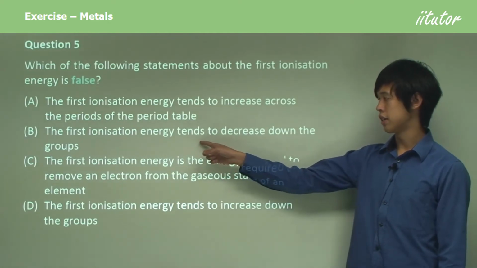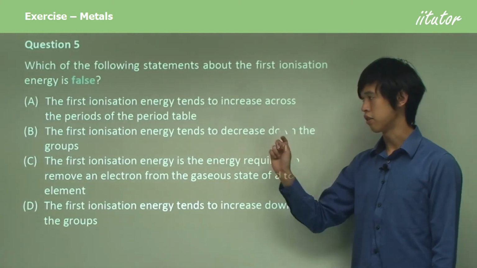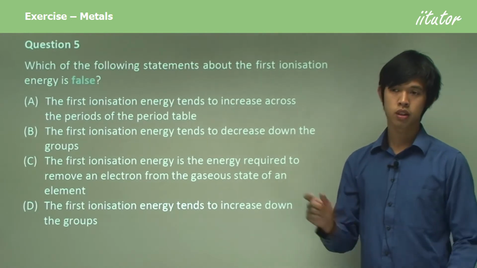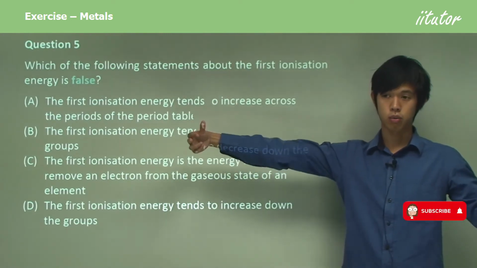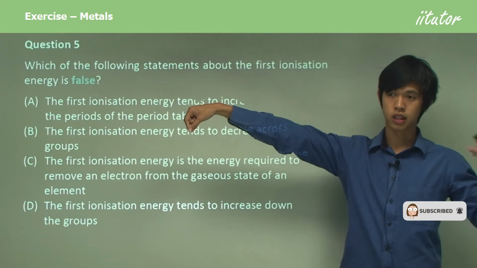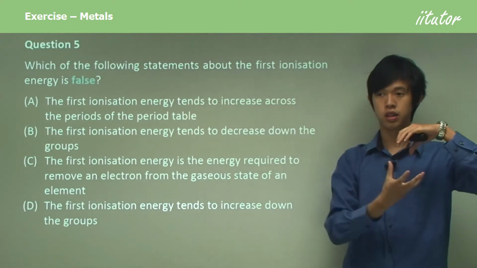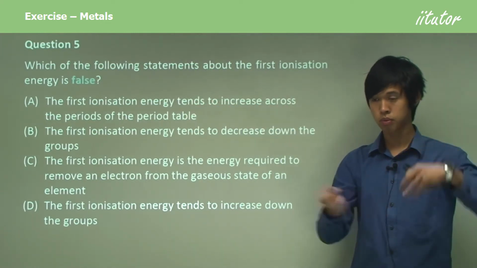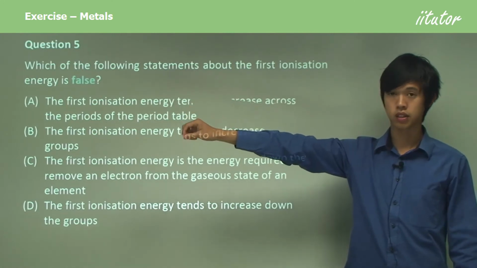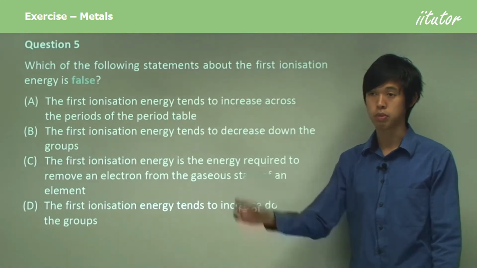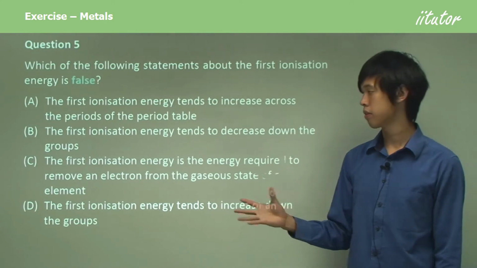The first ionization energy tends to decrease down the groups. Again, that's true. Because the electrons are being pushed further and further away from the nucleus, this electron is now weakly held by the nucleus. So the ionization energy decreases because it becomes easier to flick that electron away. So it's not B.